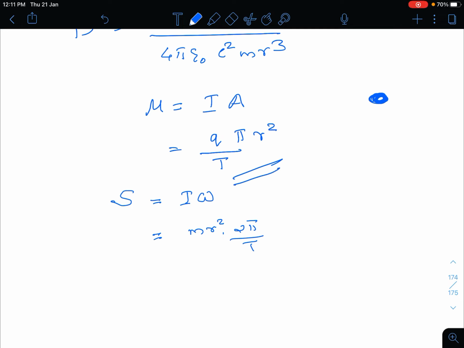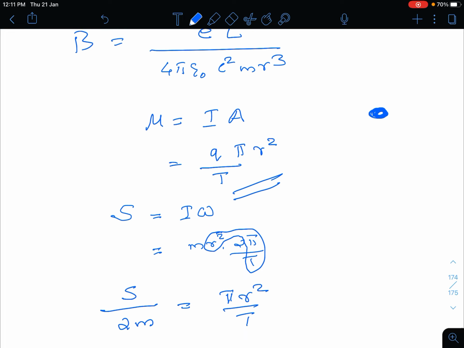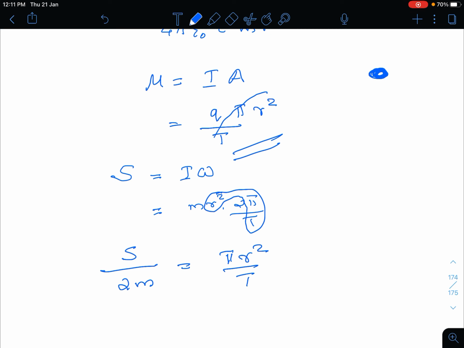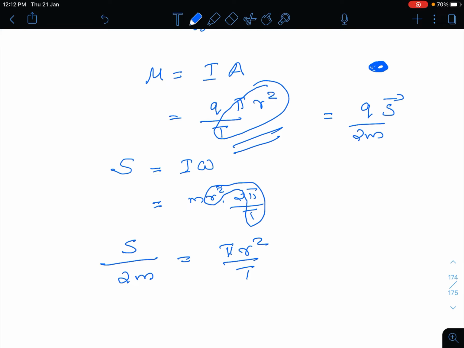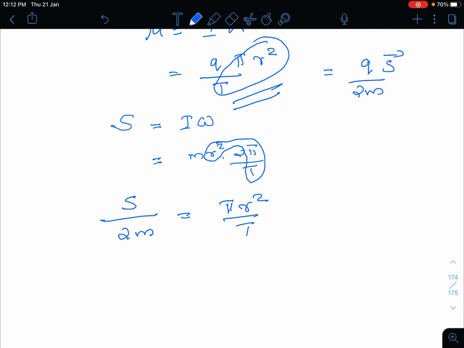What can we substitute for now? We can do anything. We have pi r square Q, so pi r square by T. Pi r square by T, what is that? S divided by 2m is equal to pi r square by T. So in place of pi r square by T we can put S by 2m. So that is Q S by 2m. Very good.